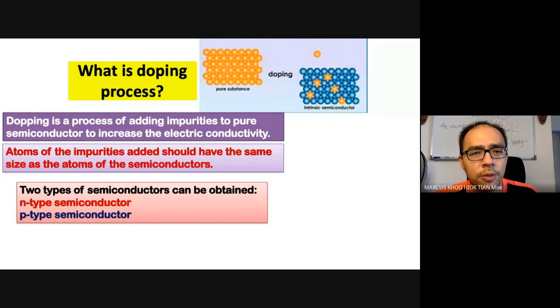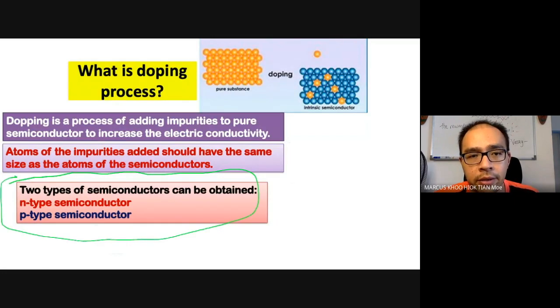Let's not talk about doping now, but basically there are 2 types of semiconductors that can be obtained. The reason I want to mention this now is that when we come to the actual module, these words are going to come up. There are 2 types of semiconductors, the N-type semiconductor and the P-type semiconductor.